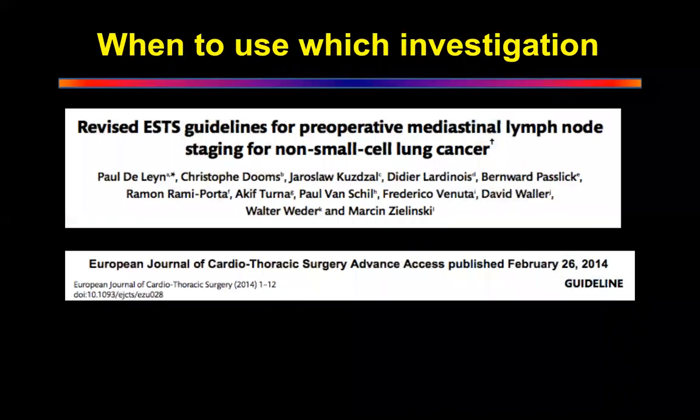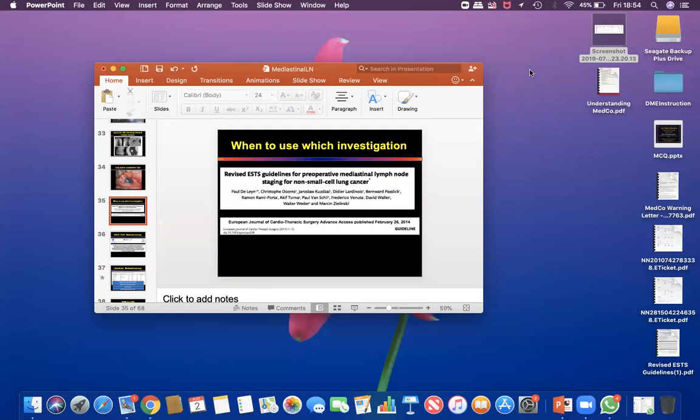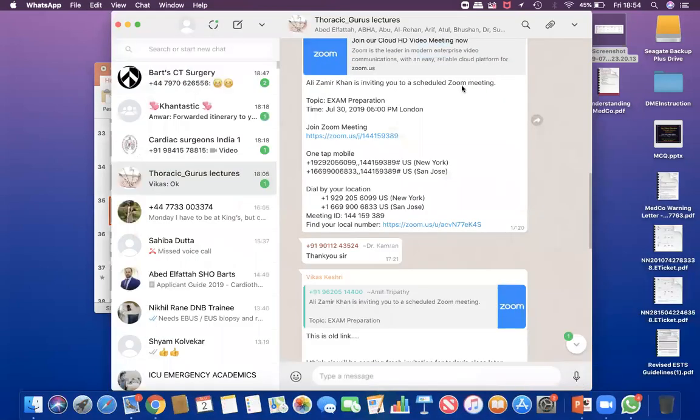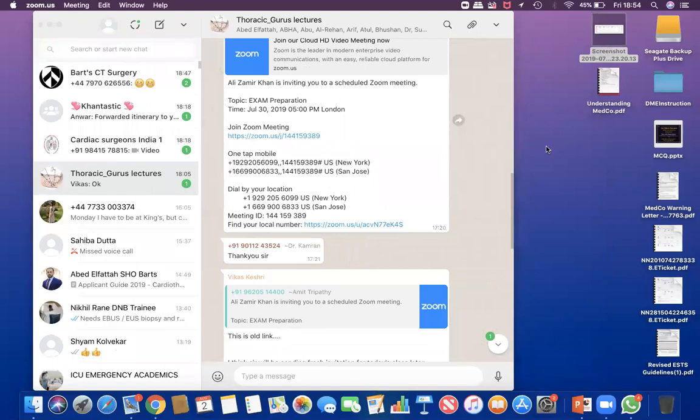Now, this is the most important paper, and I am going to share this with you guys now. Okay, so on WhatsApp, if I can bring up WhatsApp, I want you to have this paper and save it into your files. Okay, I've kept it here somewhere.